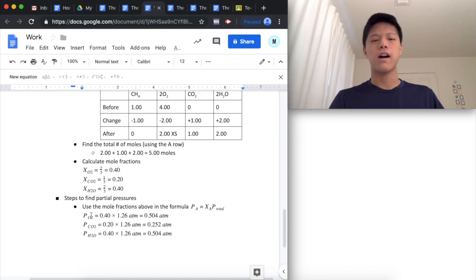So for example, for oxygen, you're trying to find PA. So you'd substitute XA, which is 0.4, and the total pressure, which is 1.26 atm as given in the problem itself. And you'd get 0.504 atm. And you just do the same for the other 2 gases.